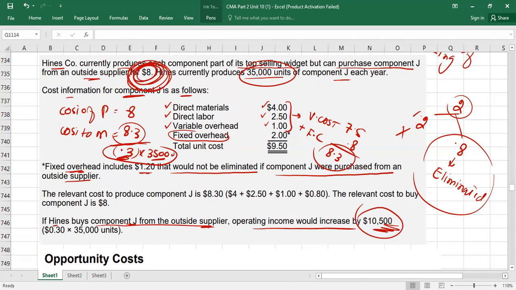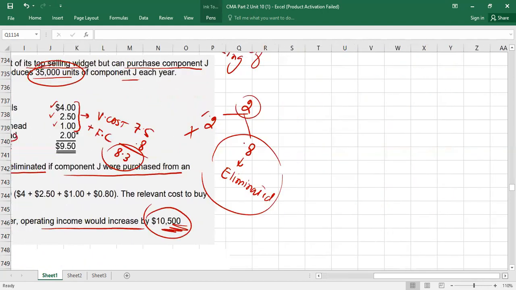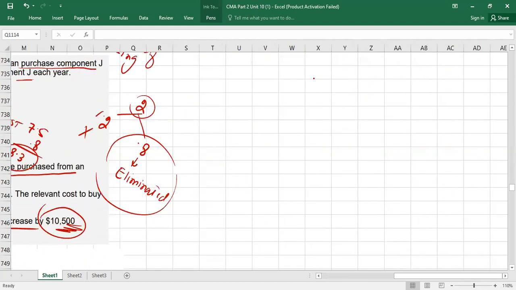Please also remember, guys, what I said initially: the relevant cost to make the product. I'm saying one more time, cost to make the product, how will you calculate relevant cost? You always need variable cost plus fixed cost. Which fixed cost? The portion which can be eliminated if you buy the product from outside. If you add these two, this is your relevant cost. But please remember here, sometimes you may also have an opportunity cost. Opportunity cost was explained in the last class.